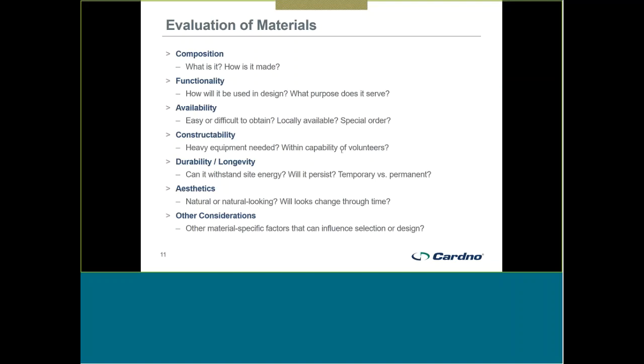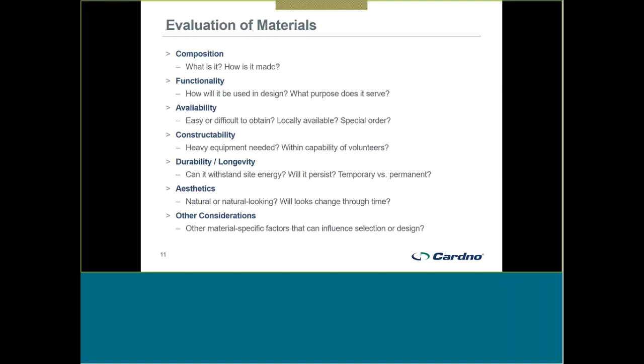Aesthetic considerations are very important and more important to some clients in some applications than others. Is it natural looking? Is it nature-based? Depending on where you're building your site, that may be a requirement. If you're working along a shoreline at an industrial facility, they may be less interested in aesthetics and more interested in function. And then really just a catch-all of other considerations. Are there other nuances specific to the materials that you're working with that can and should be part of your consideration in thinking about, is this the right material to use as part of a design at my site?